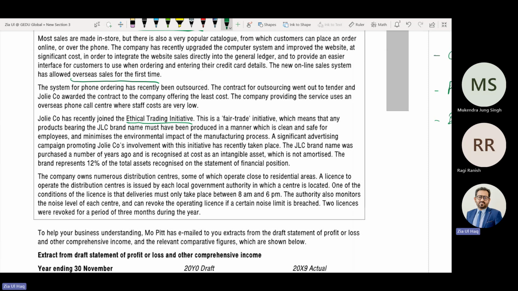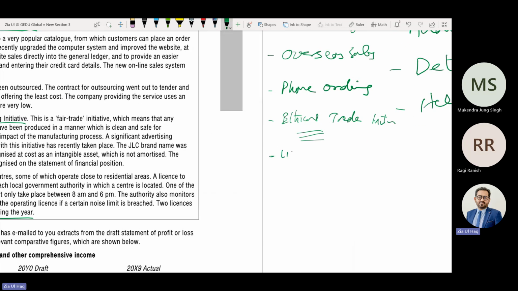The authority also monitors the noise level of each center because you are operating near a residential area, and can revoke the operating license if a certain noise limit is breached. 2 licenses were revoked for a period of 3 months during that year. And 2 licenses have already been revoked. If the company is still not complying with the conditions attached to the license, authorities could revoke other licenses, and this could create a serious operational problem for the business, and it could affect delivery to the customers as well as the sale of the business. So for license we can put a heading.